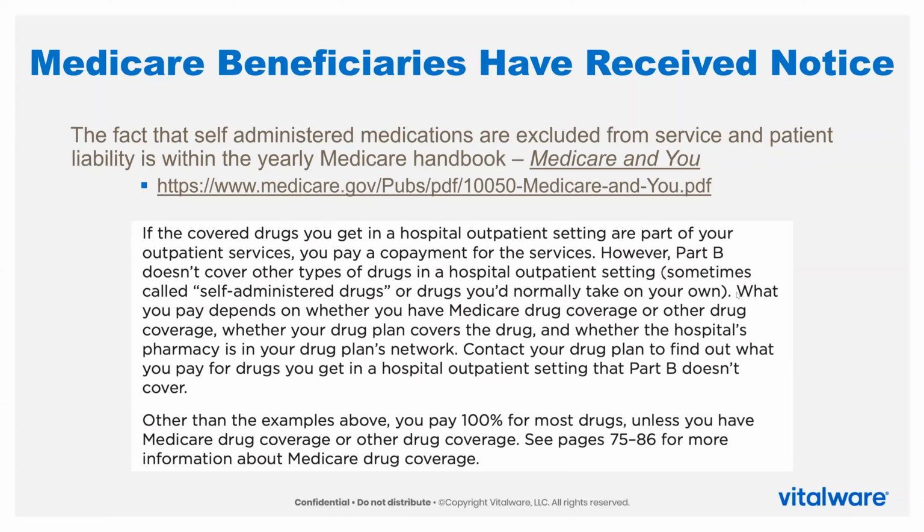And on a page in that, it specifically says, however, Part B doesn't cover other types of drugs in a hospital outpatient setting, sometimes called self-administered, or ones you take on your own. What you pay depends on whether you have Medicare drug coverage or other drug coverage, whether your plan covers the drug, and whether the hospital's pharmacy is willing to work. So basically, they're saying right then and there, it may get paid, but we're not guaranteeing it. And that's in the Medicare manual.